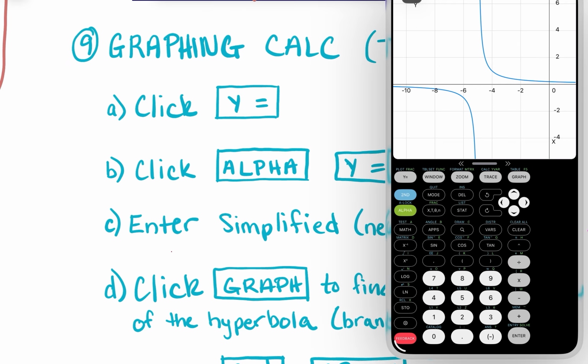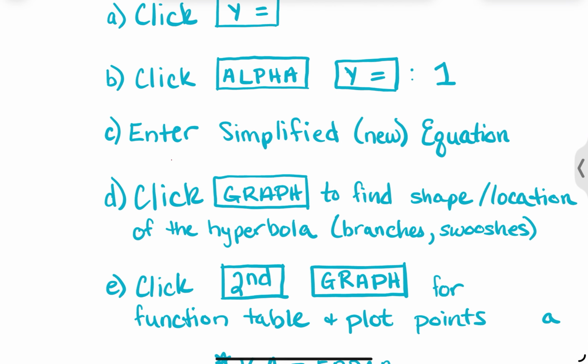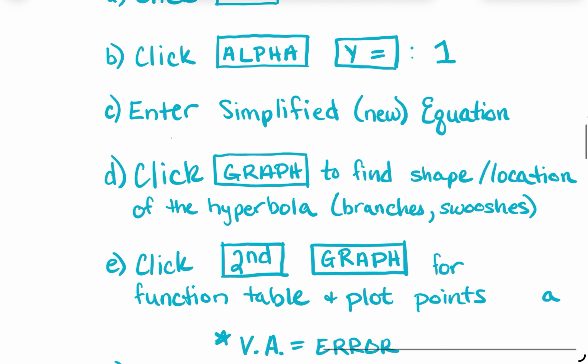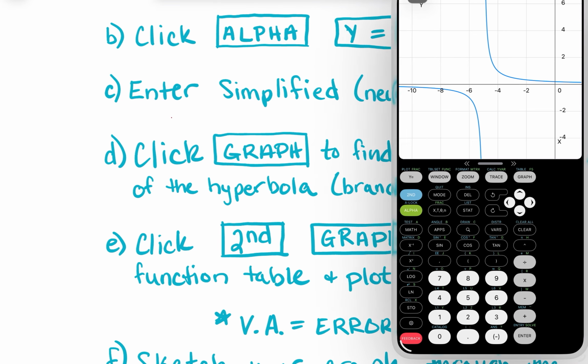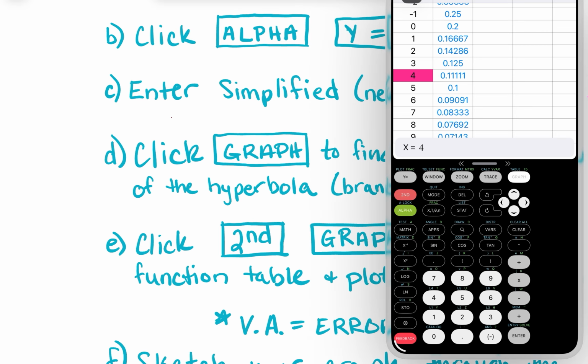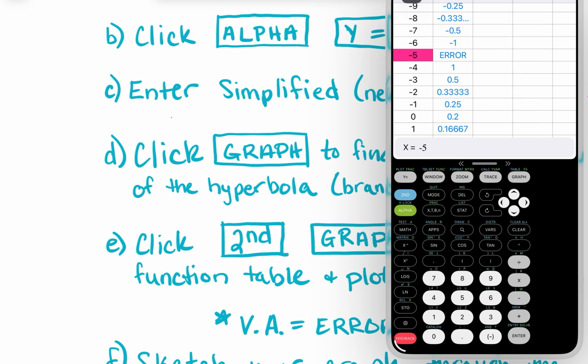Now we're going to switch over and get some points. So we're going to get a function table, and we're going to do that by clicking on second graph. And now when you do that, when you scroll through your points, you're going to see where it'll say error. That's your vertical asymptote. So that's a great way to check to make sure that your vertical asymptote is correct. So let's go to second graph. And our vertical asymptote, let's look for that error. There it is. Okay, so we've got that error at -5, and that is where our vertical asymptote was.